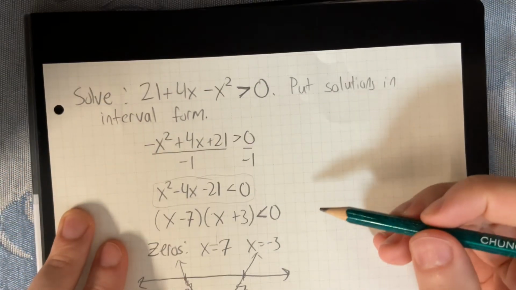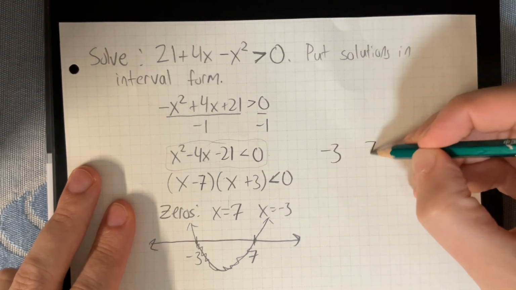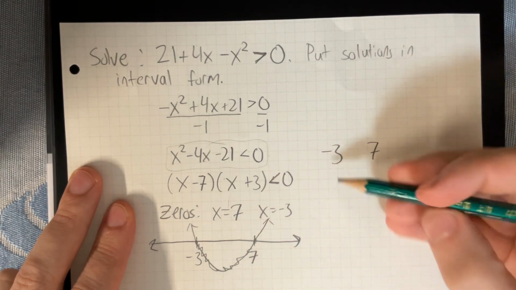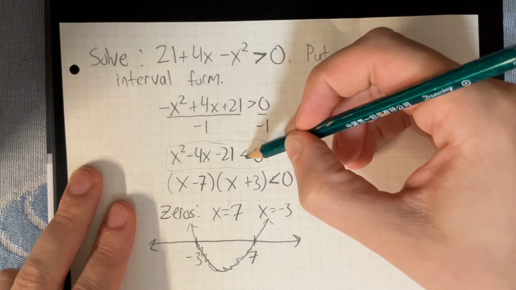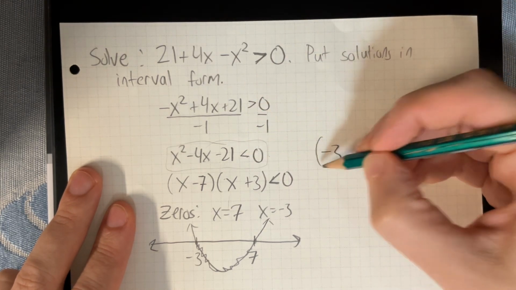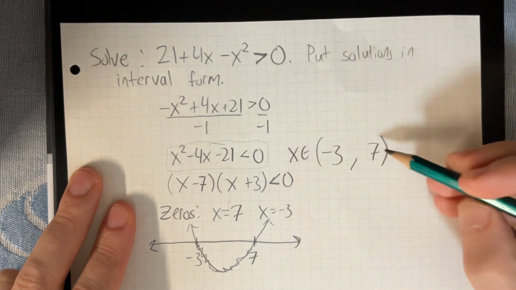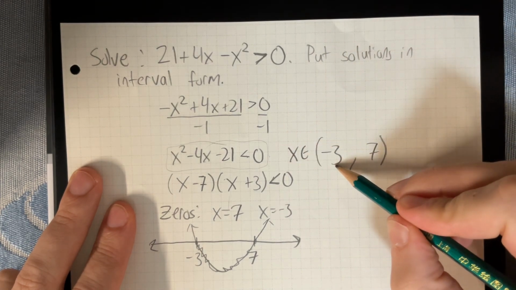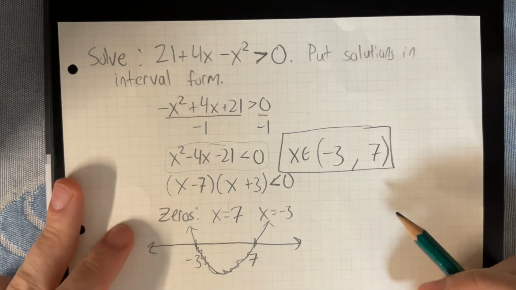So our solution is going to be (-3, 7). It's going to be between -3 and 7. And since it's strict inequality, no equals to, put the curved parentheses. x is any number greater than -3, less than 7. Boom. There's our solution set.